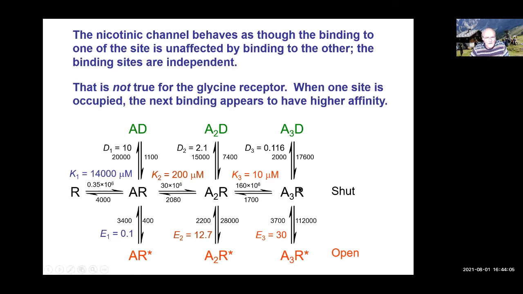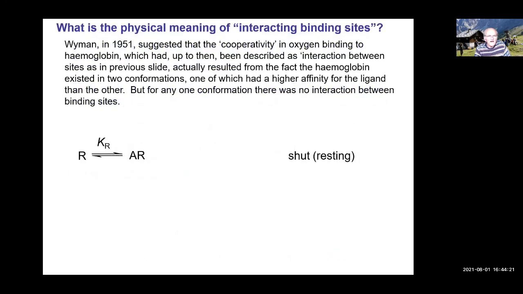You look at it this way, we're writing this down as one conformation receptor R. If it's one conformation, how does one binding site know that the others are occupied? It doesn't really make sense. And that led us to try a different approach. Think about what the physical meaning of an interacting binding site is.